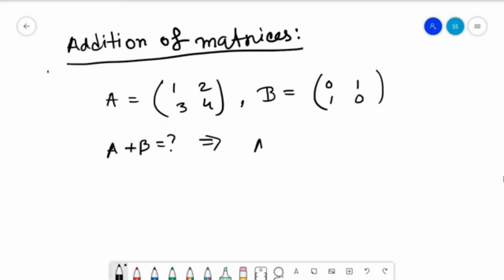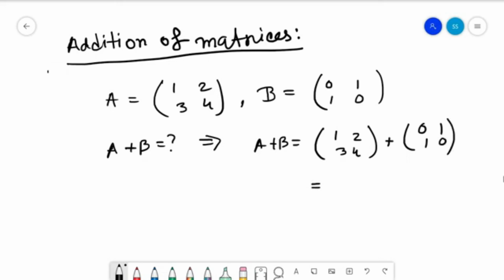To do that, we write A plus B equals 1, 2, 3, 4 plus 0, 1, 1, 0. Now, how do we add them? We have to add them element wise. I mean that this is 1 appearing in the first row and the first column, and this is a 0 appearing at the first row and first column. So first we have to add these two, and 2 here will be added to this 1. Similarly, 3 will be added to this 1 and 4 will be added to this 0.